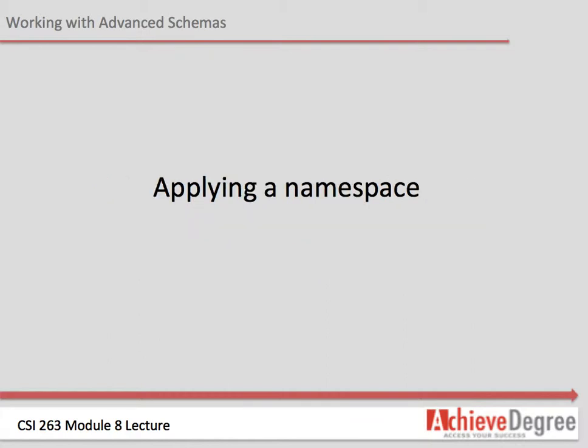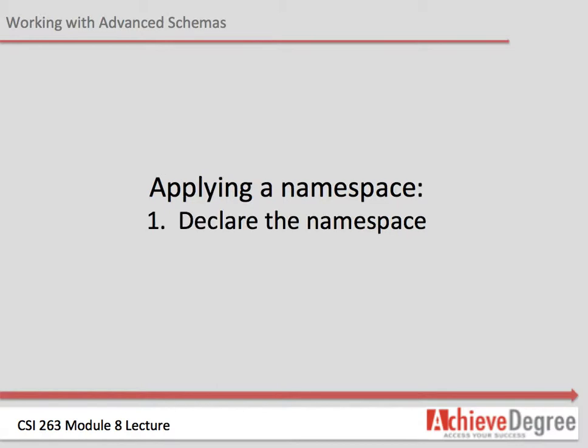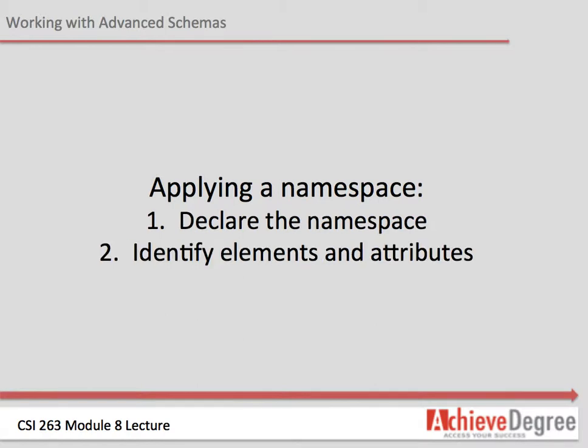A benefit of XML vocabularies is the ability to use simple element names to describe data. A namespace is a defined collection of element and attribute names. Applying a namespace to an XML document involves two steps: declare the namespace, and identify the elements and attributes within the document that belong to that namespace.